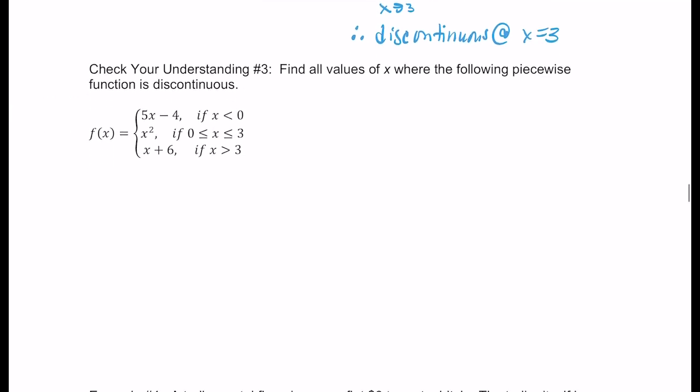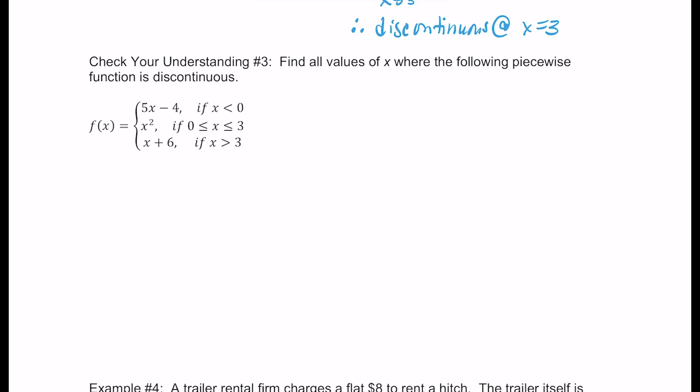Here's another one for you all to try, so you can pause the video and try this one on your own, and then unpause when you're ready to move on.